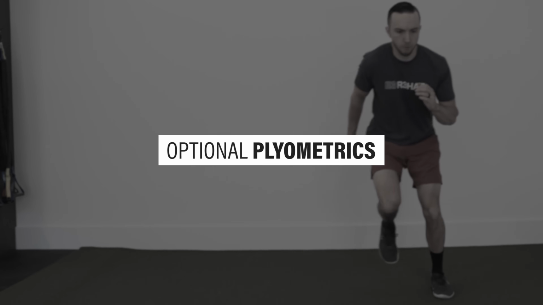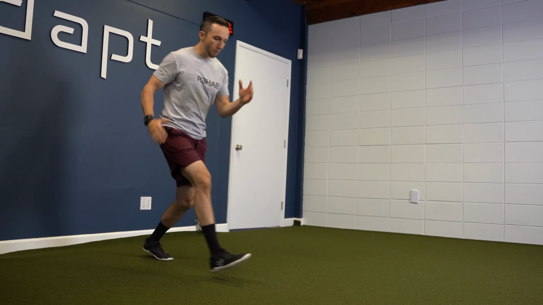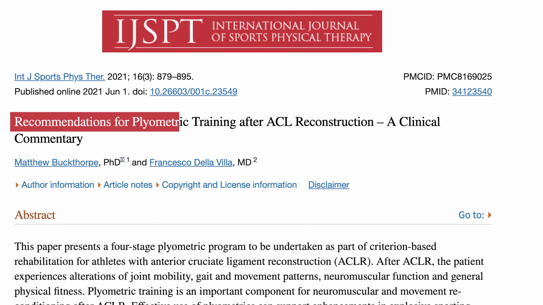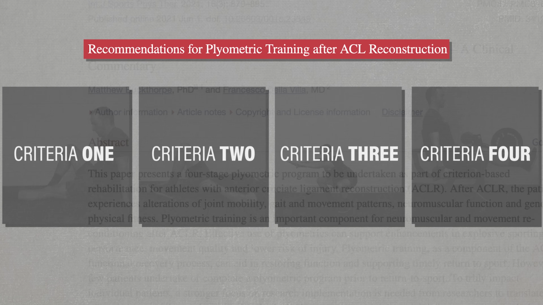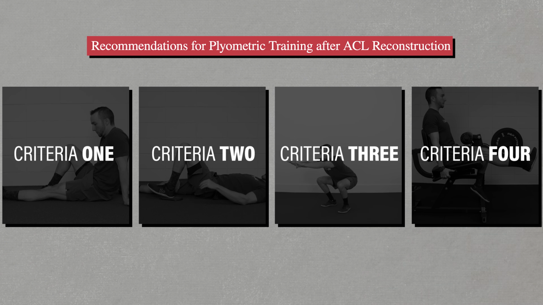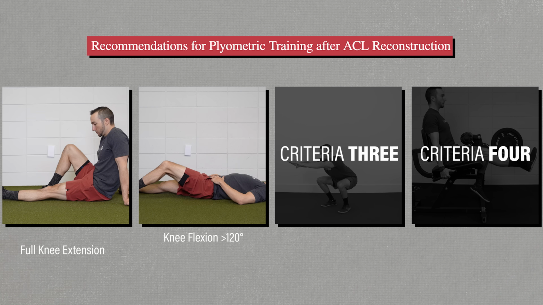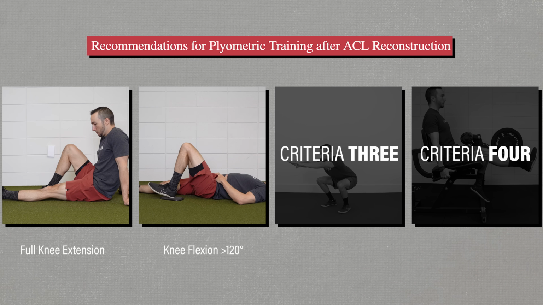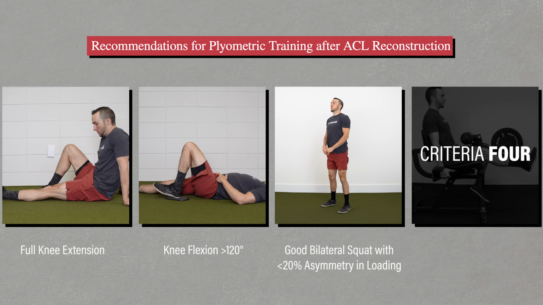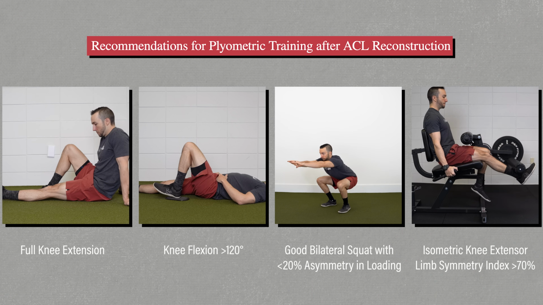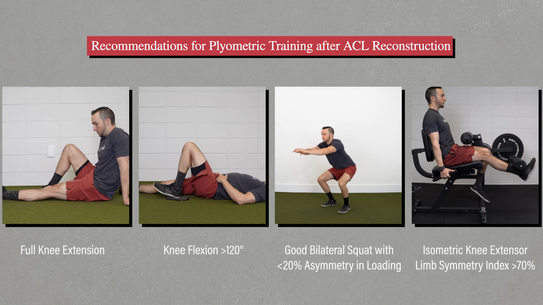Category 4, optional plyometrics. Although there are no specific guidelines for an MCL injury, research examining plyometric training after ACL reconstruction recommends you meet 4 criteria before starting these exercises. 1, you have full knee extension range of motion. 2, you have at least 120 degrees of knee flexion. 3, you can demonstrate a good bilateral squat. And 4, you have quadricep strength of at least 70% compared to your uninjured side.